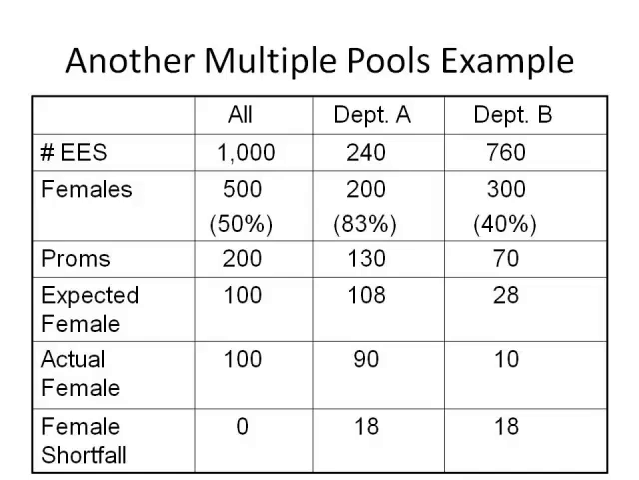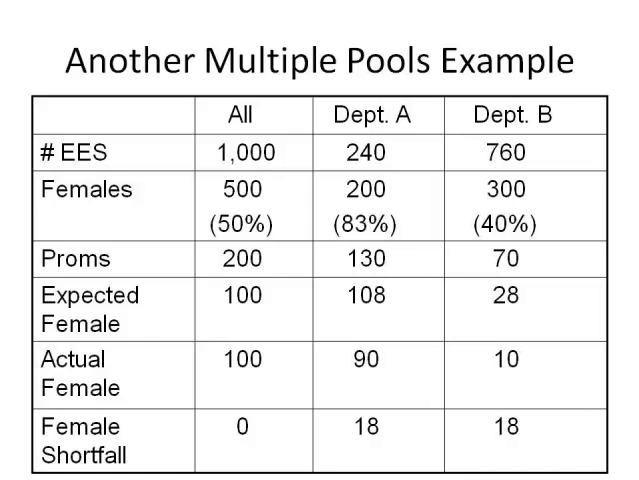However, if we break people out into their department, we see a different result. Assume that there's 240 people in Department A, and 83% of those people are female. We're making 130 promotions within Department A, so we would expect 83%, or 108, of those promotions to be female. We actually see that 90 females were promoted. So in this case, we have a female promotion shortfall of 18, and that's the difference between the 108 expected and the 90 actual.